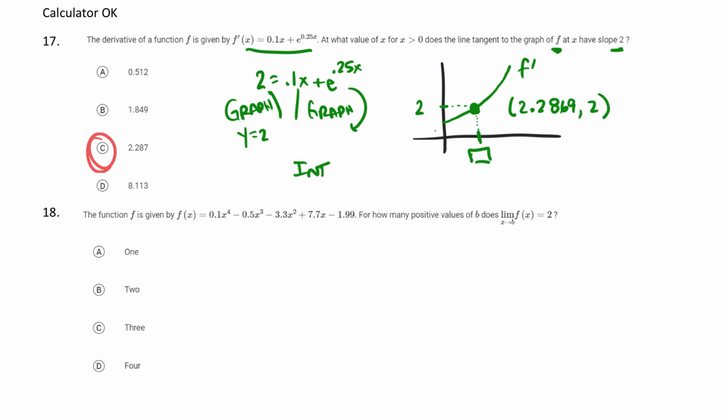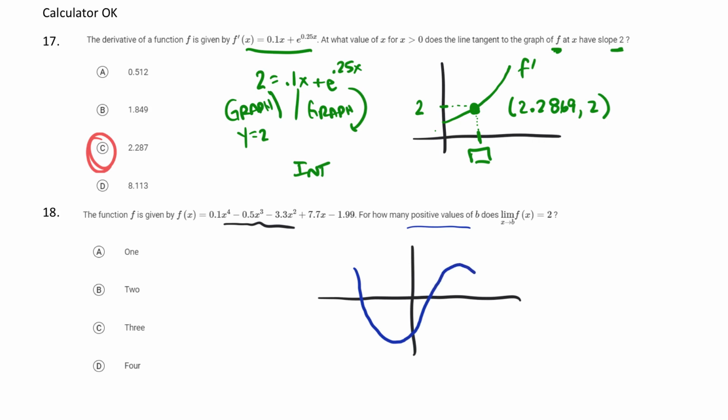The function f is given by this equation right here. For how many positive values of b does the limit as x approaches b equal 2? This is very similar. So let's go ahead and graph this. I'm going to graph this function on my calculator, and I will get something that looks similar to this. So this is going to come down through here, come back up, come back down, and come back up. Something similar to that is what I will end up with.